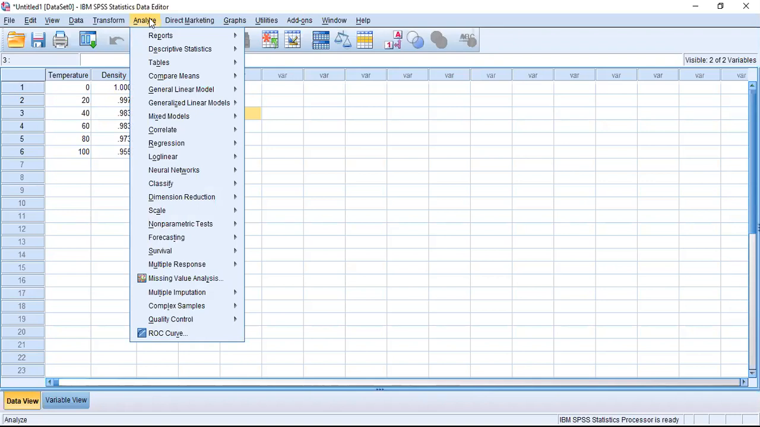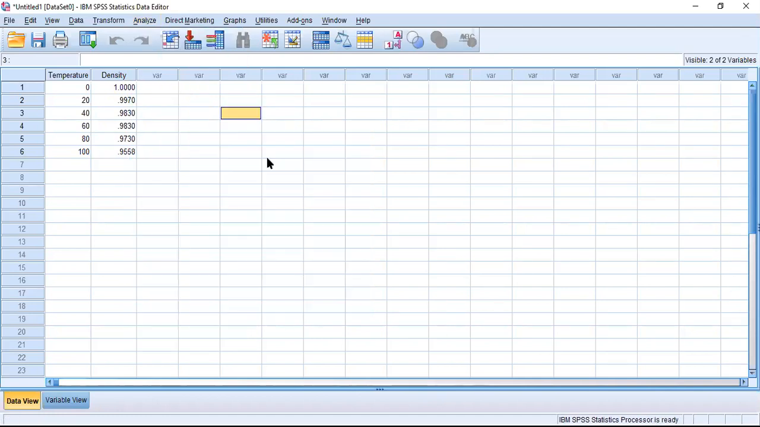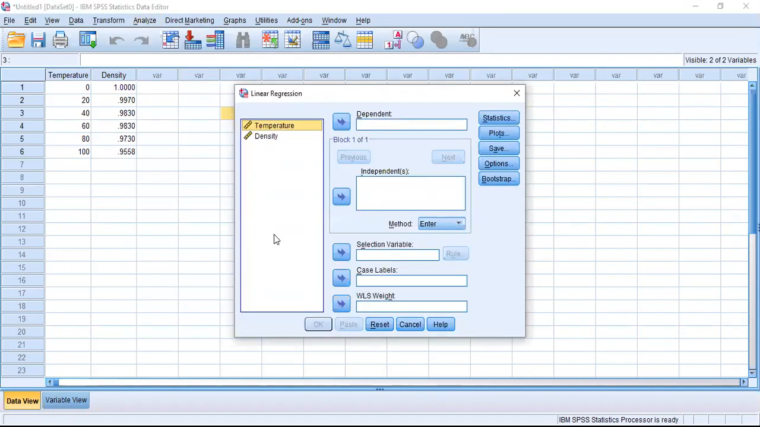Thank you. So now for us to analyze, we go under regression, right? And then we choose the one that we want. It's linear regression, all right? Then we select what is our dependent variable and what is our independent variable. From the question it's written, right? Our dependent variable is density, and our independent variable is temperature.